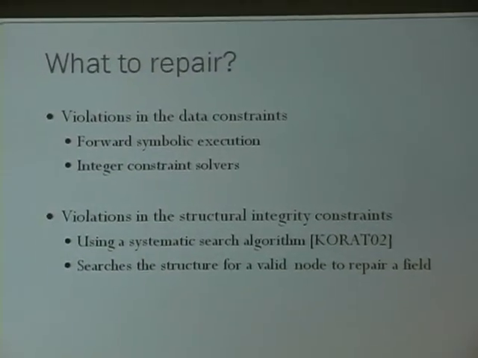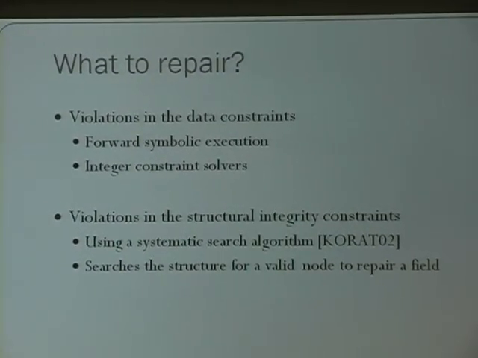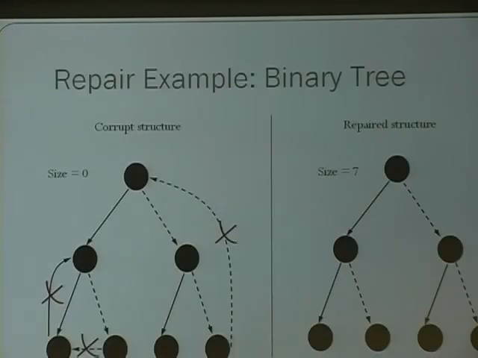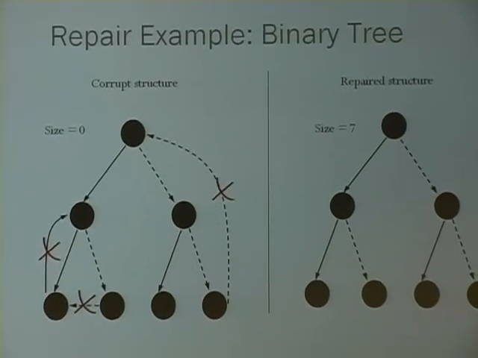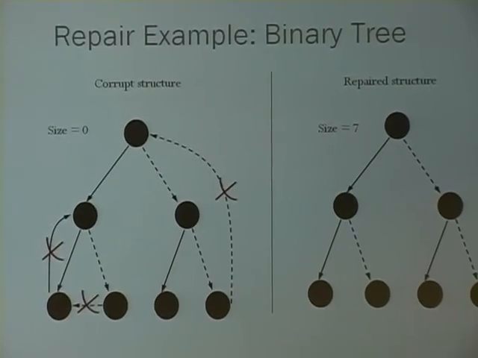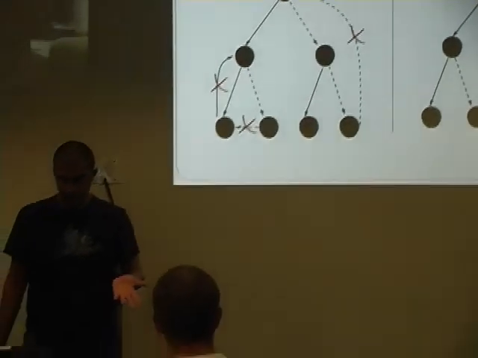So what are we repairing? We repair faults in the structure, and we repair faults in the data. So in the previous example, we had faults in the size member, and we had faults in the structure. So we have two things to repair, and two things might get violated during a program execution, which is the structure of the underlying heap and the data that's found inside.